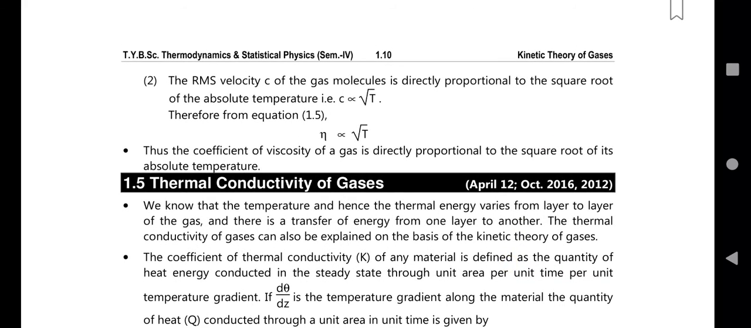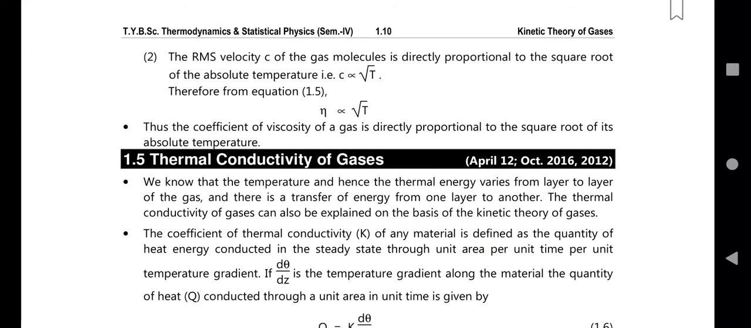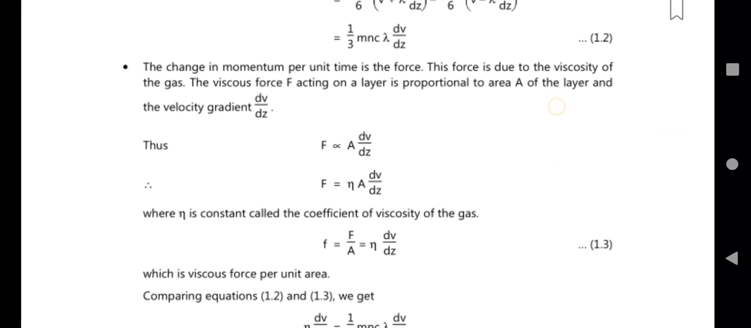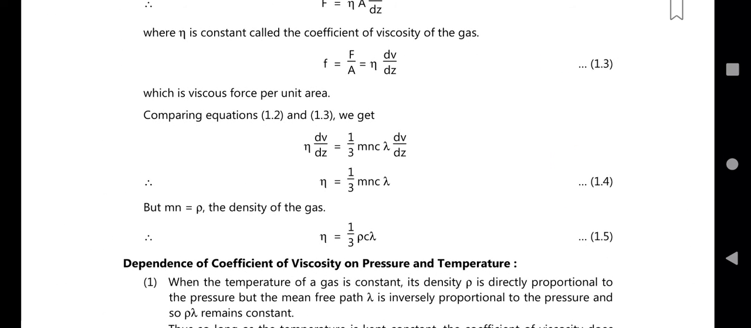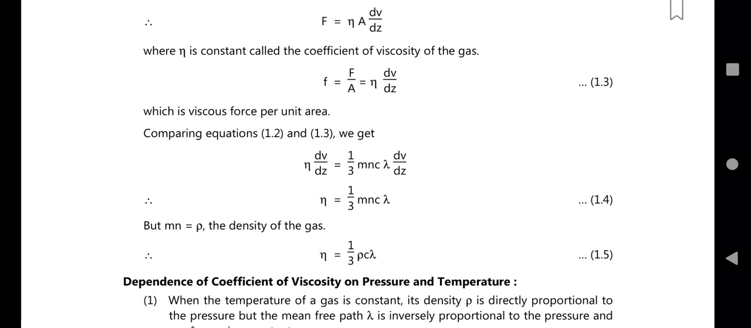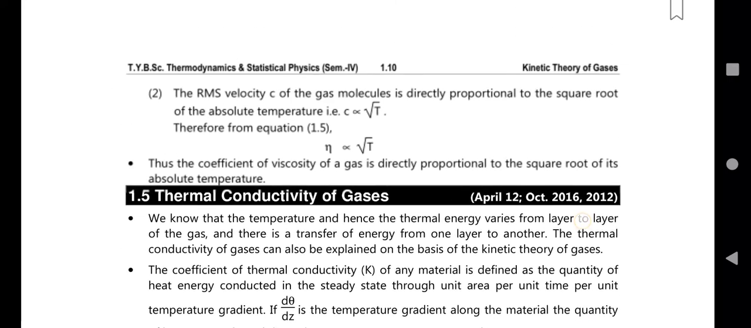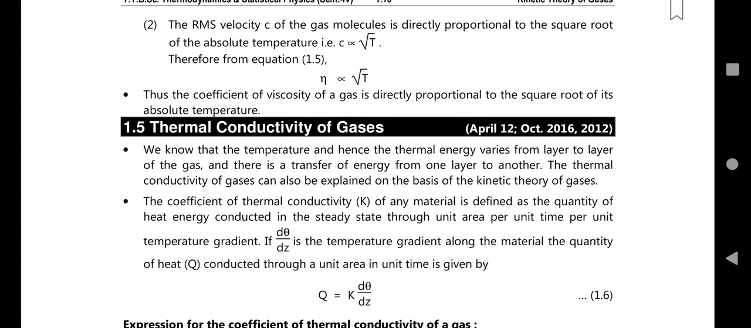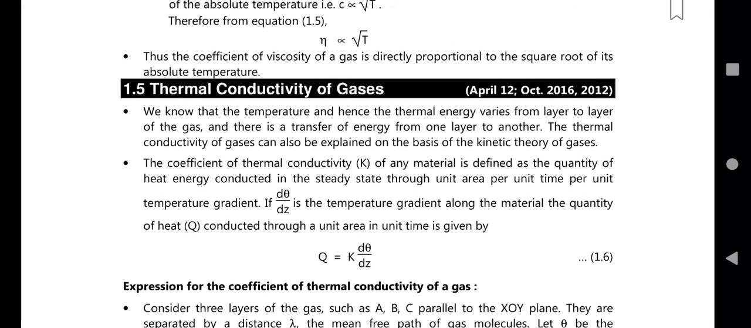The RMS velocity of the gas molecules is directly proportional to the square root of the absolute temperature. We saw this in the equation too. Therefore from equation 1.5, eta equals 1 upon 3 rho c lambda, and we know that c is directly proportional to root T. Therefore eta must be directly proportional to root T. Thus the coefficient of viscosity of a gas is directly proportional to the square root of its absolute temperature.